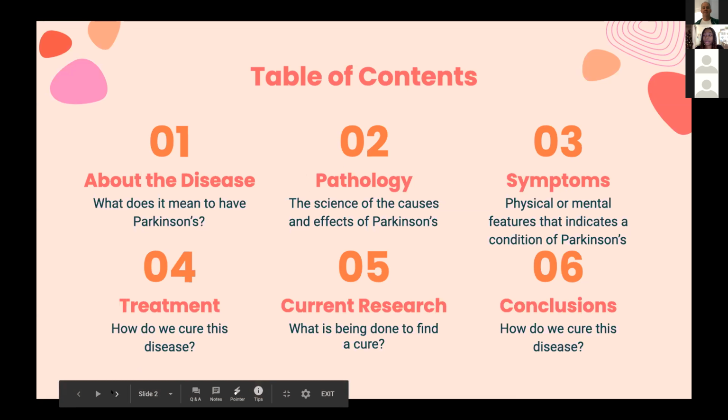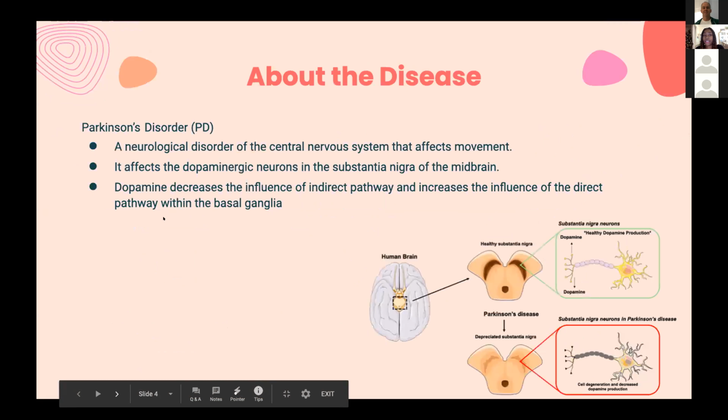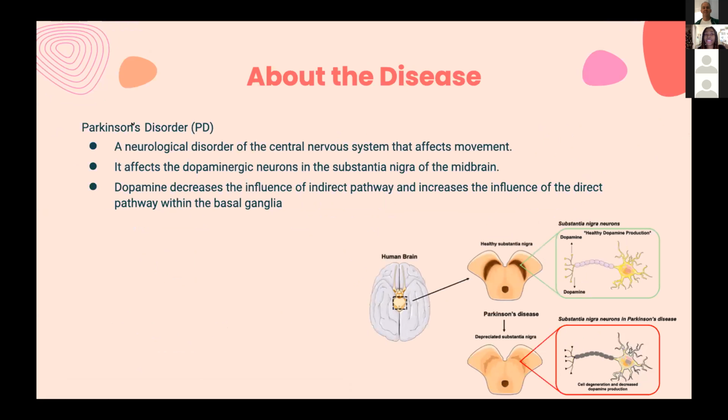So about the disease. Parkinson's disease, or PD, is a neurological disorder of the central nervous system that affects movement. It affects the dopaminergic neurons in the substantia nigra of the midbrain. That means the dopaminergic neurons begin to show signs of impairment or death, causing less dopamine to be produced. And dopamine acts as a messenger between parts of the brain.